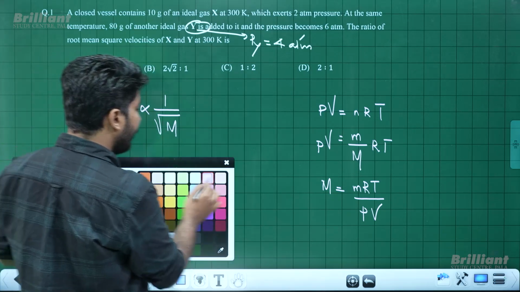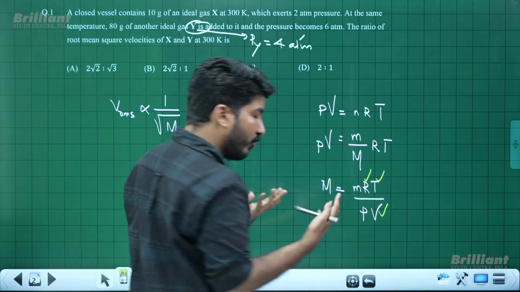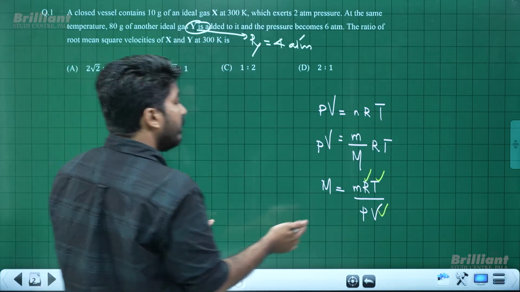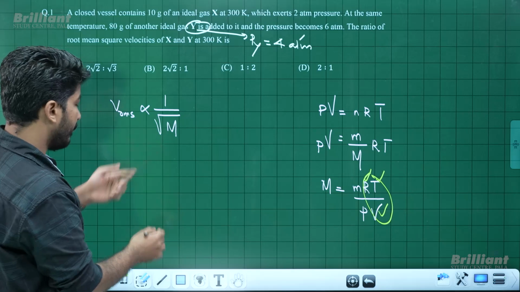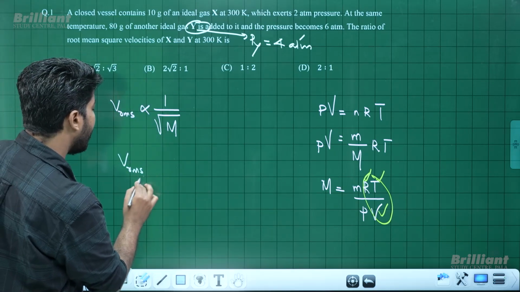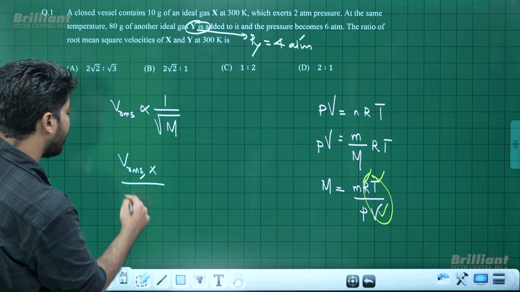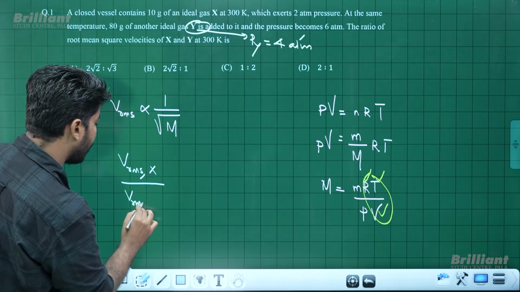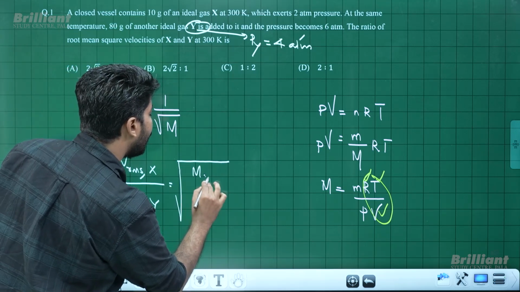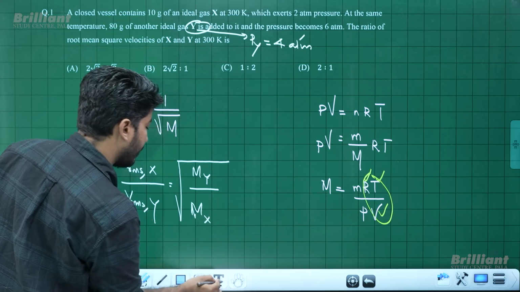And you know that here for the two gases, R is a constant, temperature is a constant, and volume of the vessel is fixed. Both are present in the same vessel. So this term, if we take a fraction, will cancel out. So let's see what is the required final fraction. We need the RMS velocity ratio of X and Y, so X in numerator and Y in denominator. That will be simply root of molar mass of Y by molar mass of X, isn't it?